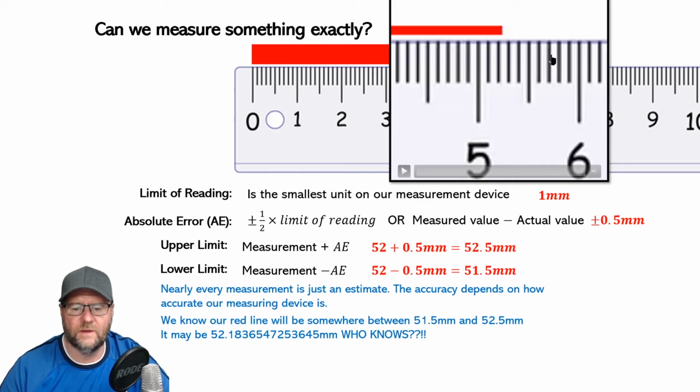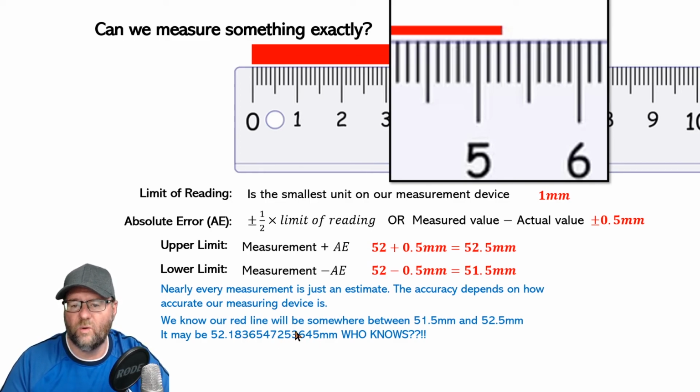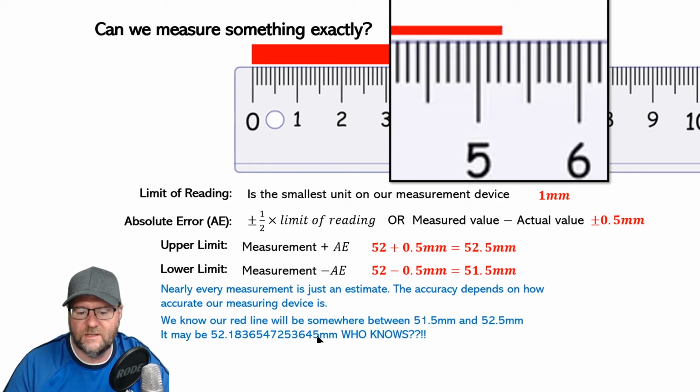But the actual value, if I was to measure it down to some ridiculous amount of decimals, it could be this small, right? Down to this decimal place. I don't know. I've only got a ruler that tells me it's somewhere between 51.5 and 52.5. Not exact, but it's pretty close. All right, well done.